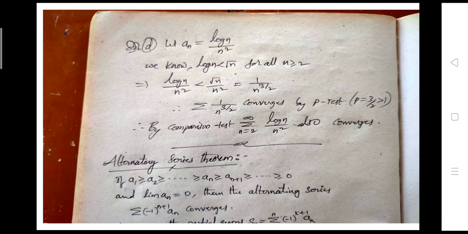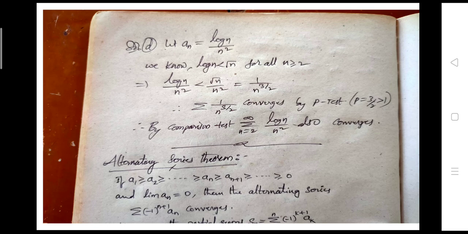3 by 2, and therefore here the series sigma 1 by n power 3 by 2 converges, because by using the p test, what is the p value? p is equal to 3 by 2, and 3 by 2 is greater than 1. If p is greater than 1, according to the p test, 1 by n power 3 by 2 converges, and therefore by the comparison test, the series sigma n equal to 2 to infinity of log n by n square also converges.